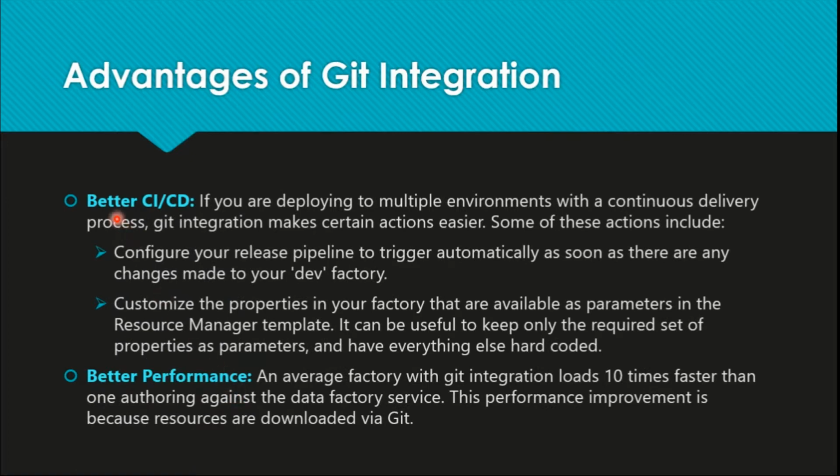Moving ahead, it also provides better CI/CD. For example, if we have multiple environments, which is normally the case everywhere, at least you'll have a development stage and prod, or at least two different environments. This certainly provides an edge, and it will also make the movement from one environment to the other easier. Better performance, last but not the least. An average factory with Git integration loads 10 times faster than one authoring against the data factory service. So this is definitely a performance improvement, right?